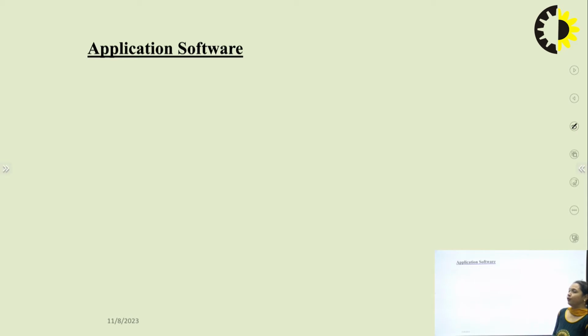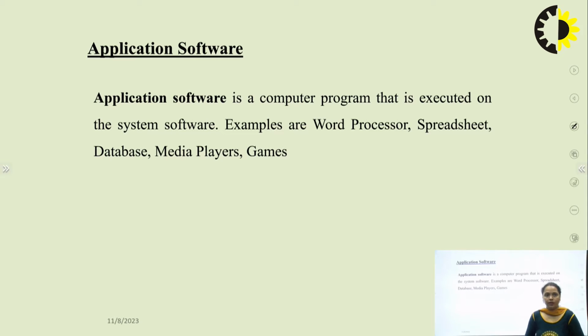The next category of software is application software. Application software are the programs on which we users work. For example, we have word processors, spreadsheets, databases, media players, gaming applications, and various software such as ERPs. All these are application software which are programmed by us users only.